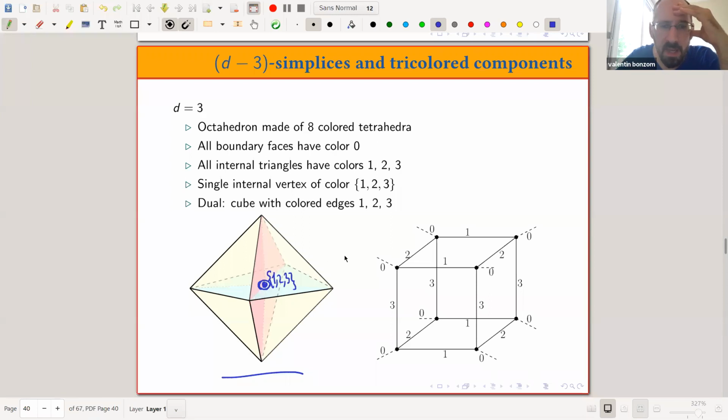Okay. Now, if you take the dual picture, the dual of the octahedron is the cube, obviously, and you'll see that it has only colors 1, 2, and 3, and the color 0, they correspond, they are dual to the boundary triangles.